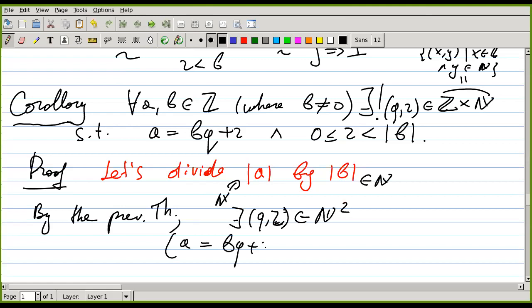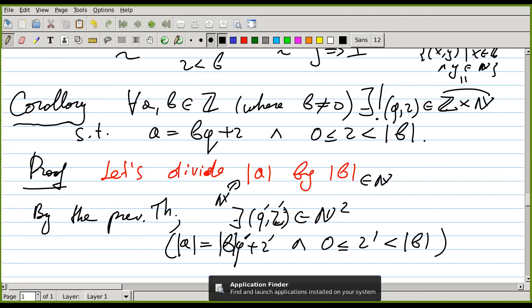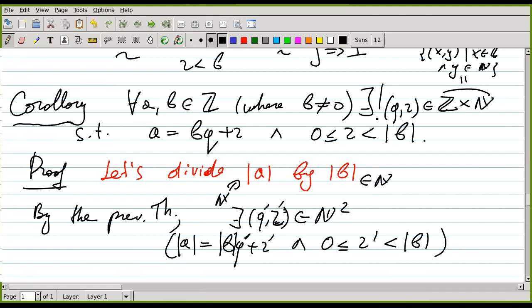There exists a pair of two naturals Q and R. Let's call them Q prime and R prime, so that the absolute value of A equals the absolute value of B multiplied by Q prime plus R prime. And R prime is between 0 and the absolute value of B. Is it clear? Yes.